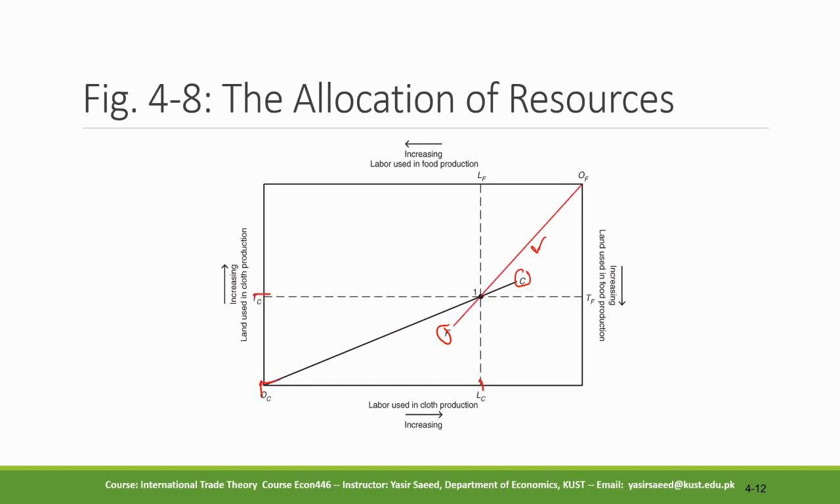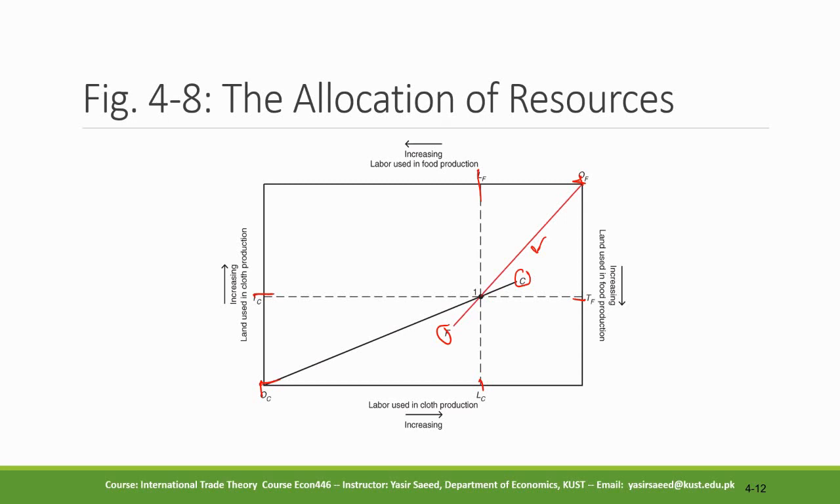From OC to TC, the land allocated to the cloth production. OF, TF, land allocated to food production. And OF, LF, this is the labor allocated to food production. So all the resources available to us have been allocated.